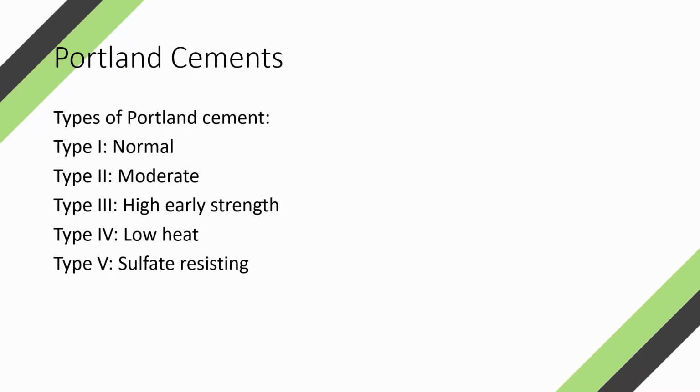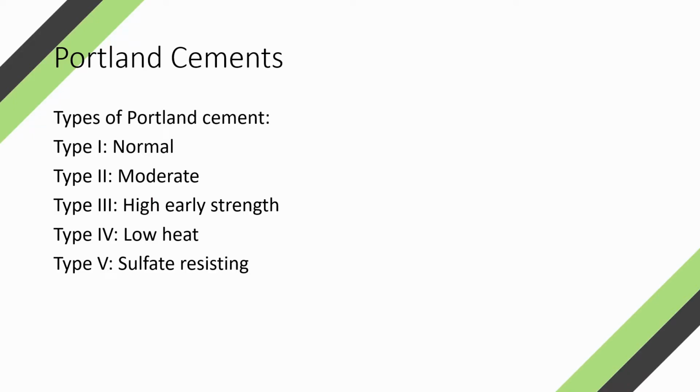So, meron tayong type 1, meron din tayong type 1A. So, hindi ko na in-include dito. Type 1A, ang pinagkaiba lang sa normal na type 1 is meron siyang air entraining property. So, kapag kailangan na air entrainment na di naman kailangan yung mga ibang property ng type 2, type 3, type 4, and type 5 na cement, pwede yung type 1A yung gamitin natin.